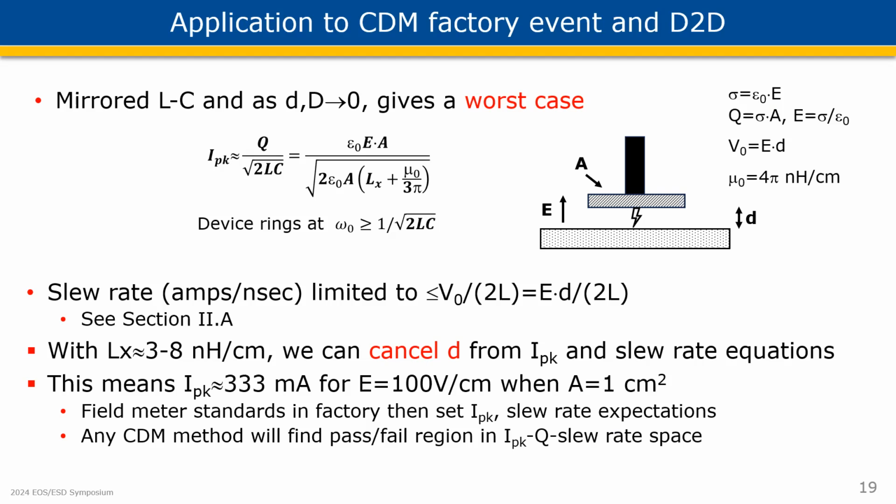Now, having a small d is good in terms of lower total energy, but it's important to note that the peak current reaches a limit based on an LC product, an LC product that's a function of the area of the object and the speed of light.